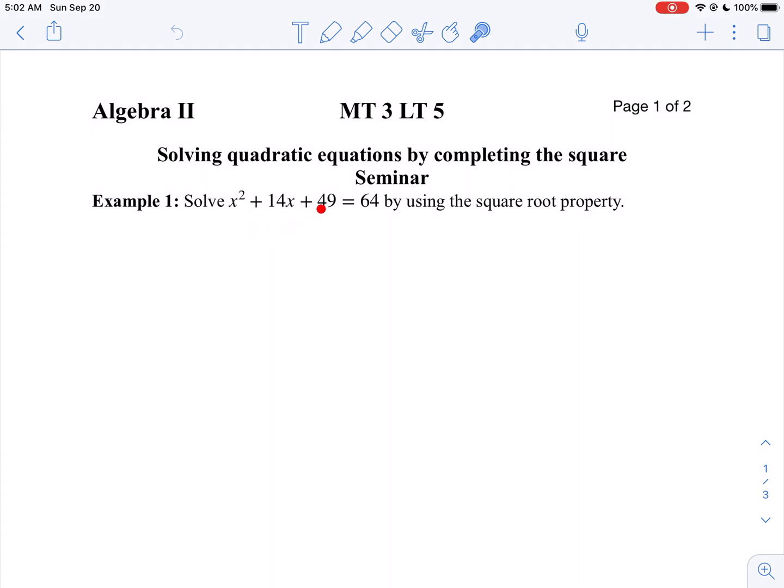Now, how do I know this is a perfect square? Because the first term is a perfect square, the last term is a perfect square. So I'm going to go ahead and factor that. That'll be x plus 7 squared.